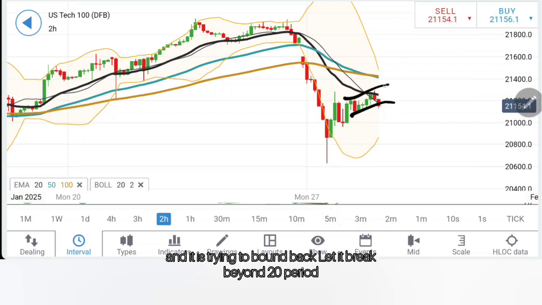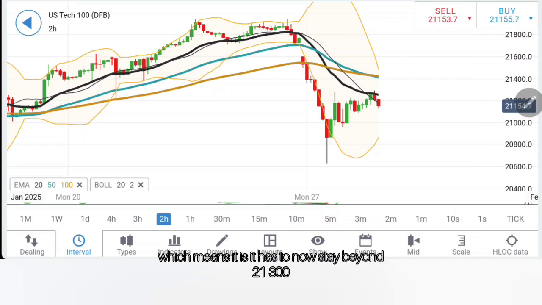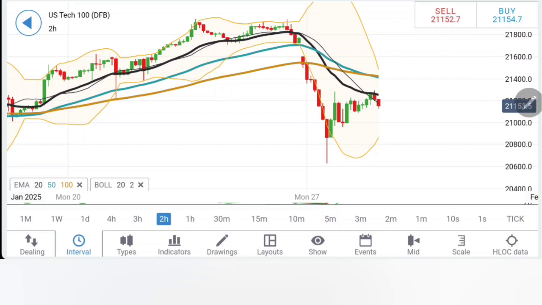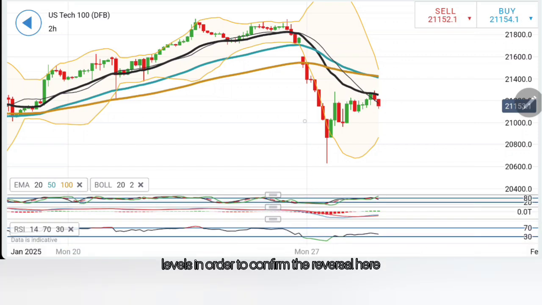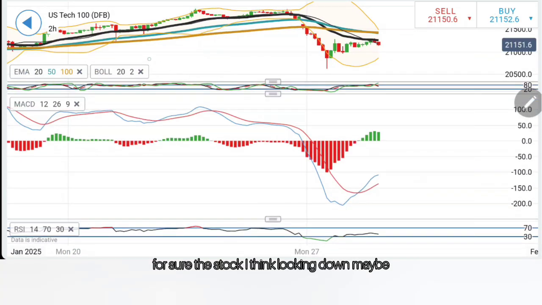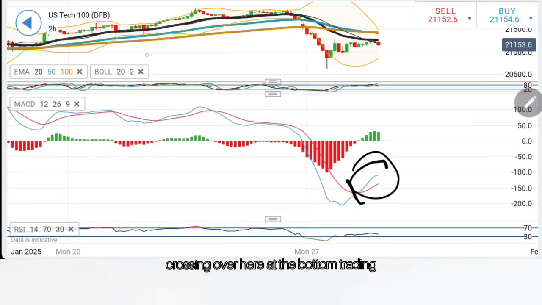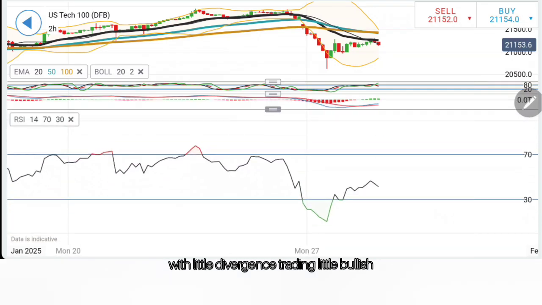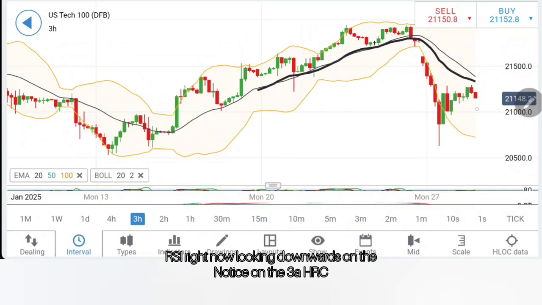Let it break beyond the 20 period, which means it has to now stay beyond 21,300 levels in order to confirm the reversal here. That should take the prices towards 21,400 for sure. Stochastic is looking down. MACD crossing over here at the bottom, trading with little divergence, trading a little bullish. RSI right now looking downwards.